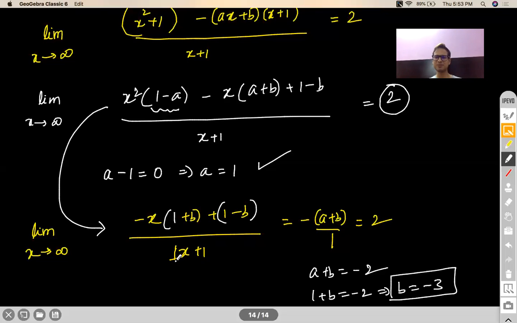When such a case happens, remember what I said: when you have same degrees in the numerator and denominator, your answer becomes a naught by b naught. Check your notes, I think that's the first thing that we have discussed today. So a naught here is minus 1 plus b and b naught is 1. So this would become your answer and that is actually your 2.